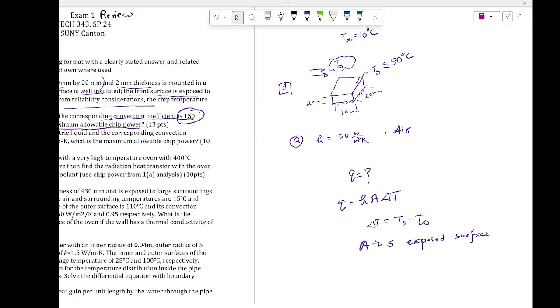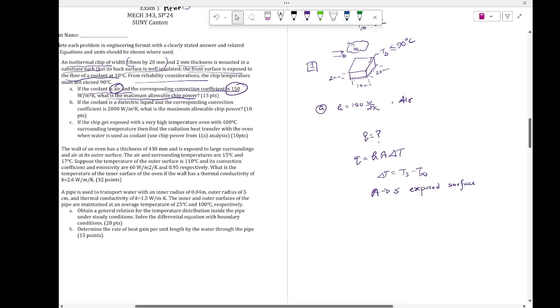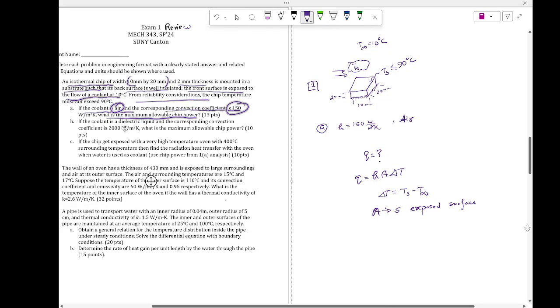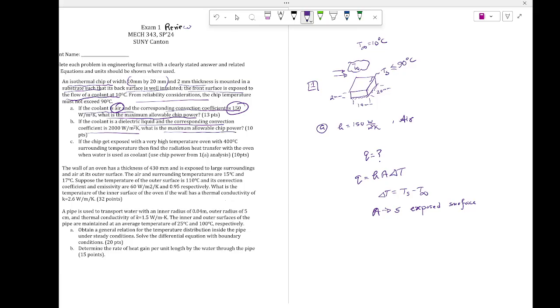So the first part of the problem is officially done. Good? Matt, you're good? Chelsea, do you need some more time to write? Take your time. All right, perfect. Now the second part. If the coolant is a dielectric liquid and the corresponding convection coefficient is a much higher value, what is the maximum allowed Q power? Instead of h1, h2 is 2000 watts per meter squared Kelvin.